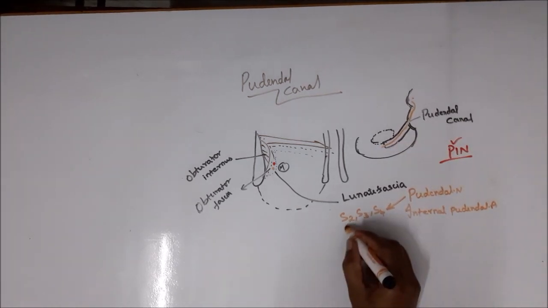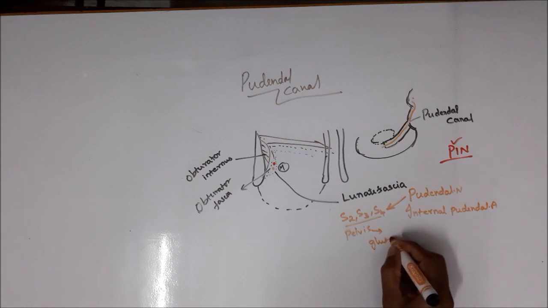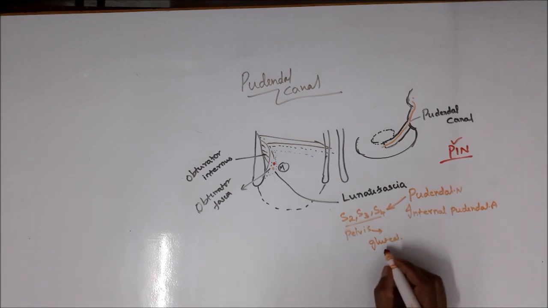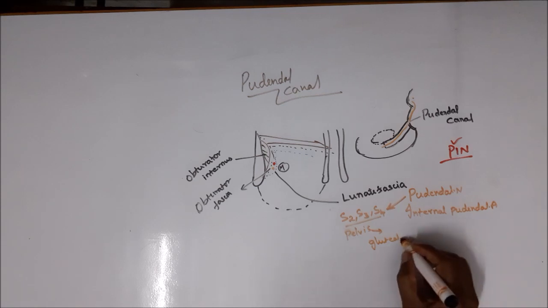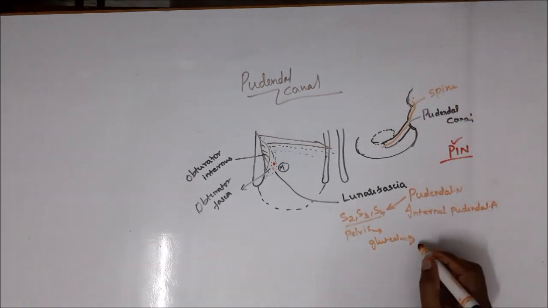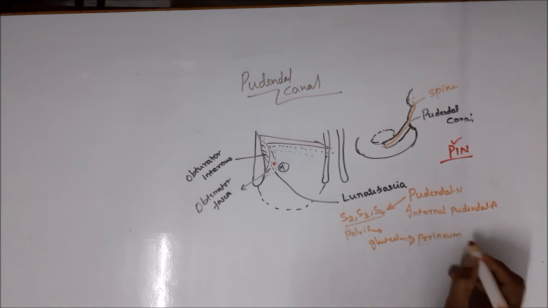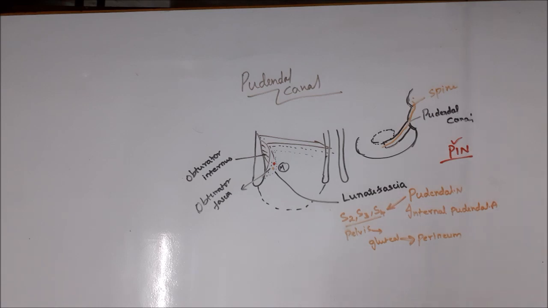So pudendal nerve, first it's arising in the pelvis, then it's going into the gluteal region via what? Greater sciatic notch, and then changing its direction over the dorsal part of the ischial spine. This is the spine of ischium. Then again coming back into the perineum via this lesser sciatic notch and then entering into the pudendal canal. So that is a major content of the pudendal canal, that is pudendal nerve.